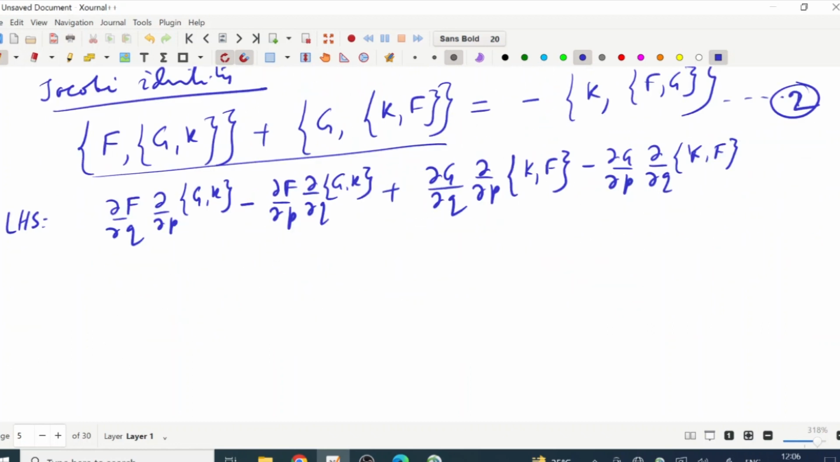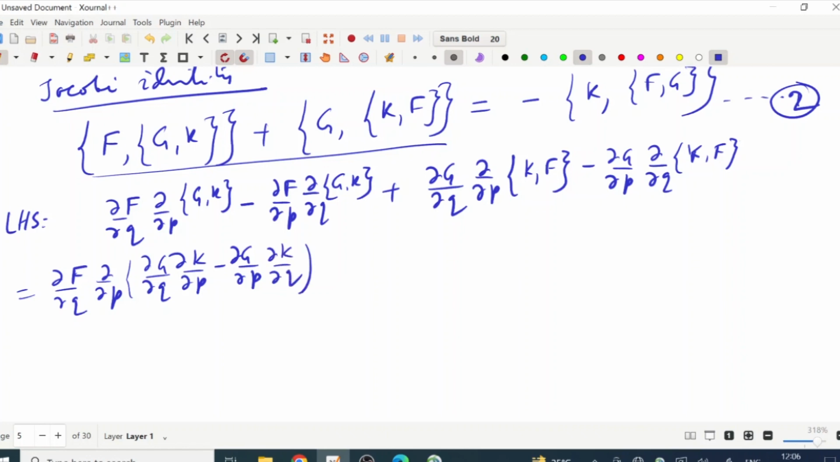So, now I will further break it down. There will be 4 terms, so this will produce 16 terms. Let me tell you the nature of these 16 terms: del F del Q and then del P of del G del Q del K del P minus del G del P del K del Q. From the first term we get the product of 2 and the product of 2 with the differentiation. So, let us simplify this term so we can get an idea of the number of terms.